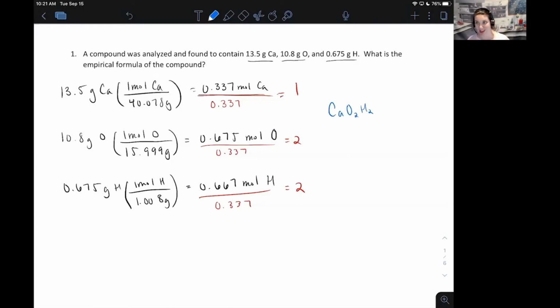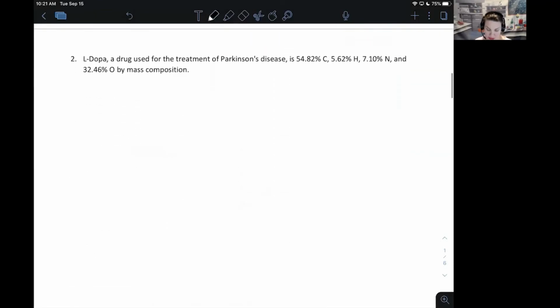Now, more than likely, since we're talking about an ionic structure here, we are probably talking about calcium hydroxide. Calcium is an alkaline earth metal, which is a 2+. Hydroxide is a 1-. So this empirical formula makes sense. Okay. Let's look at our next question.